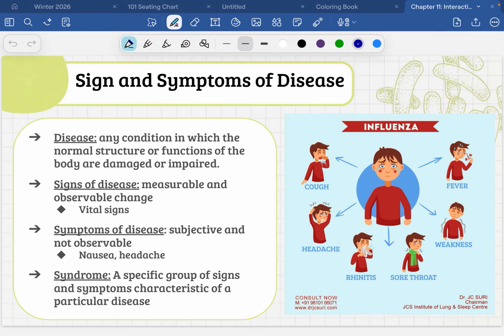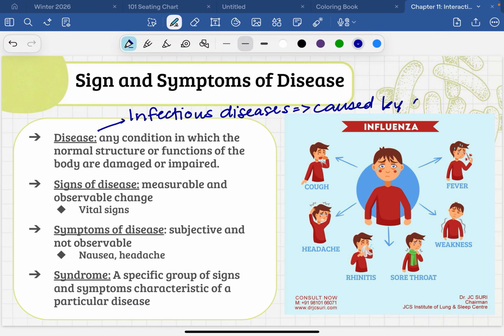Now, in this class specifically, we are talking about infectious diseases, which are diseases caused by organisms, specifically microorganisms. But the term disease in general just means any condition, right? In this class, we're talking about infectious diseases, which are diseases caused by organisms. But again, the term disease, and when we're talking about signs and symptoms, does apply to any type of disease, not just infectious ones.